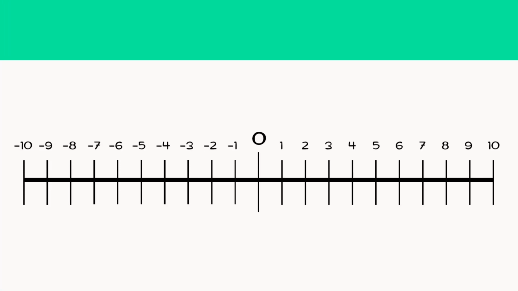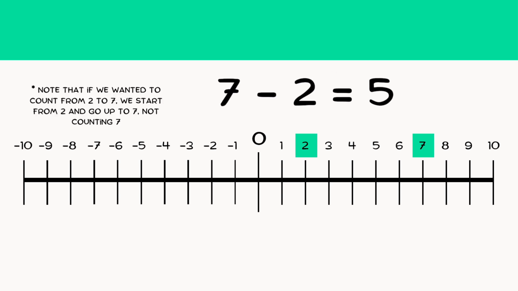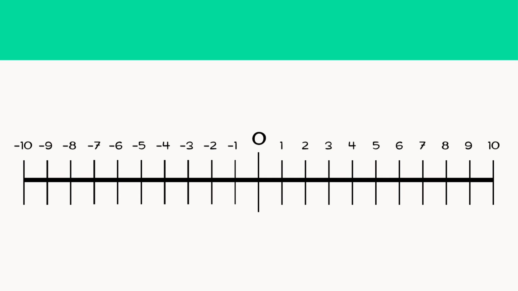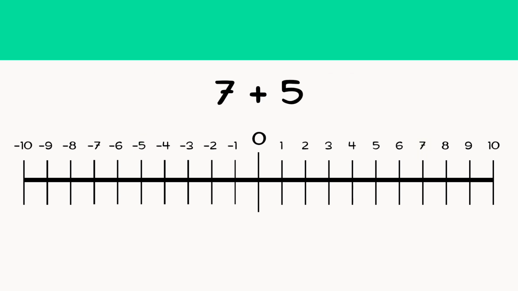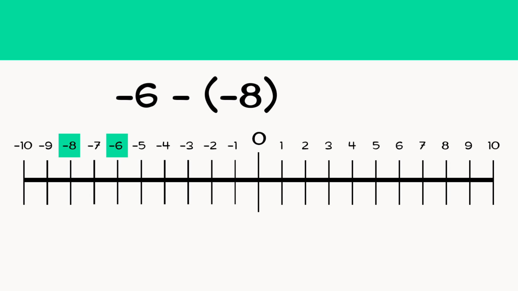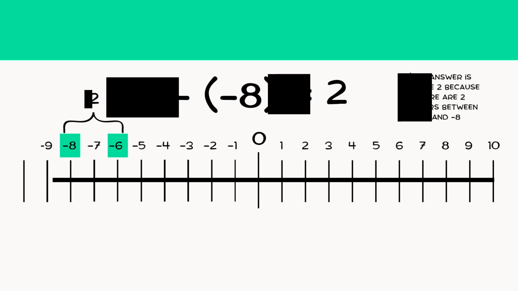Let's look at a basic number line between -10 and +10. If we wanted to find the difference between 7 and 2, that would just be 7 minus 2, which is just 5. However, if we were to find the difference between 7 and -5, we can count 7 positive integers and 5 negative integers, which would be 7 plus 5, which is +12. What about if we were to find the difference between -6 and -8? That would be -6 minus -8, which would be +2, as there are 2 integers between the two numbers.